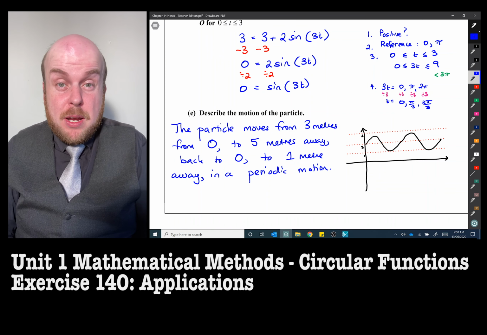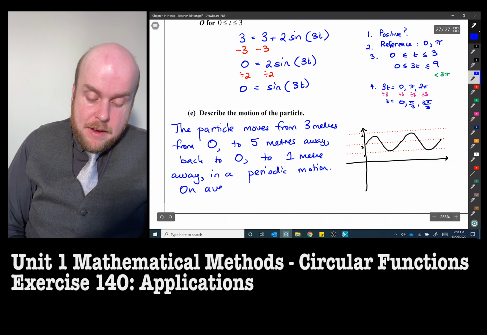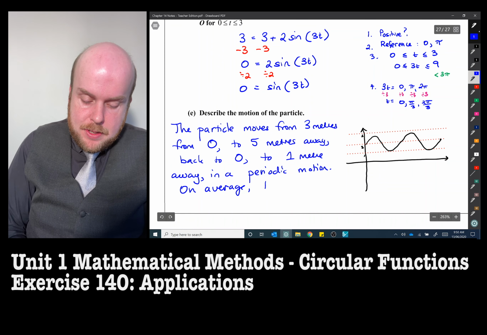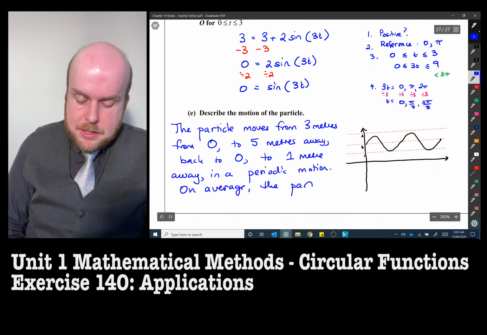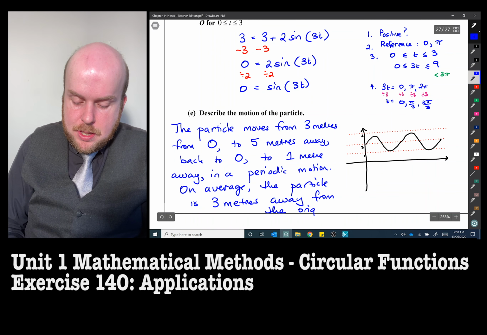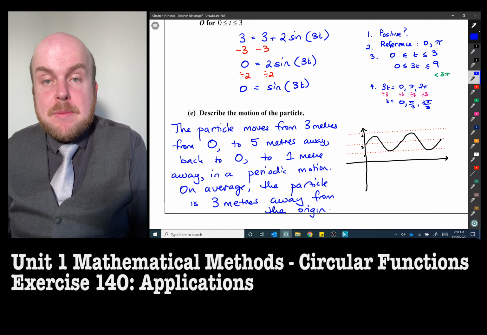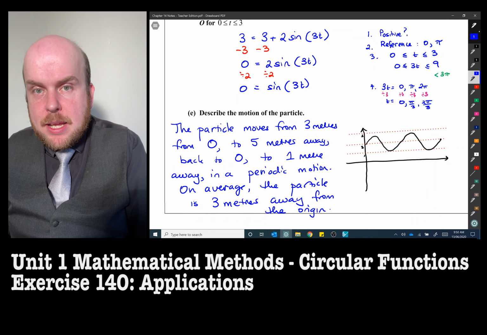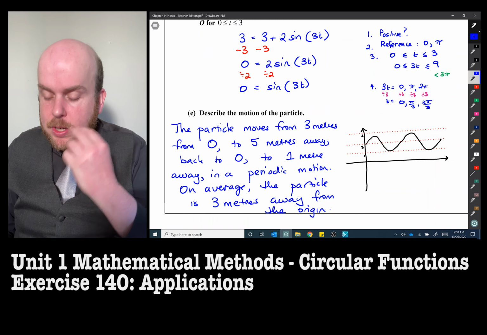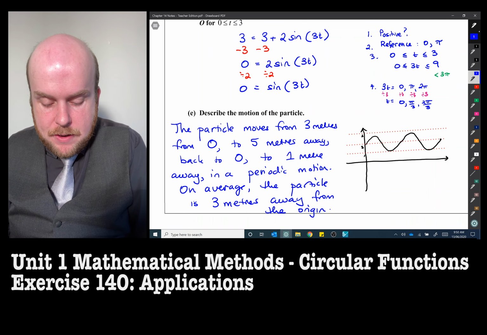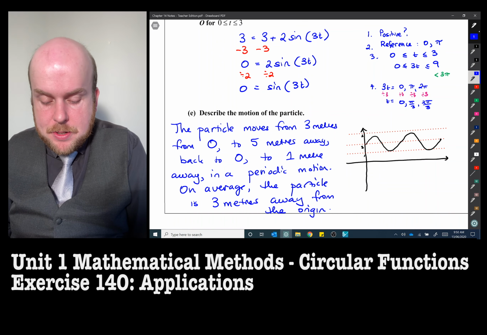Then we could also describe its distance as well. So on average, the particle is 3 meters away from the origin, because it always keeps coming back to 3 meters, and then it gets 3 meters closer, 3 meters away, and so on. So therefore, we could say on average, the particle is 3 meters away from the origin.